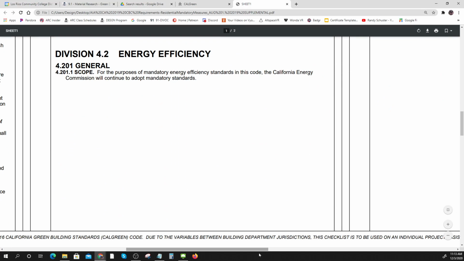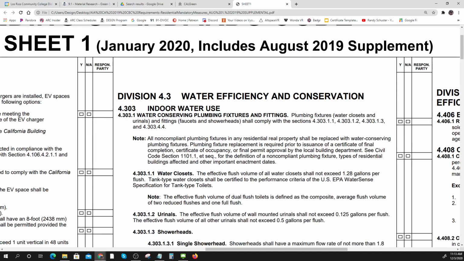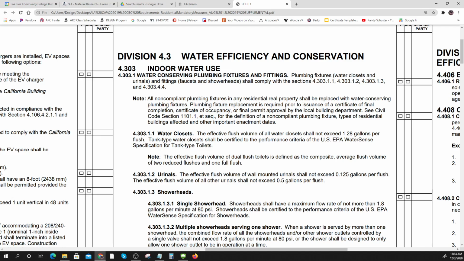Energy efficiency. Now I've got to go over some and go up. Let's talk about energy efficiency. They don't have anything about energy efficiency here. Let's talk about water efficiency. Lots about plumbing fixtures. Okay, if they're non-compliant, they have to be replaced. Certify occupancy, final permit by the local building department.